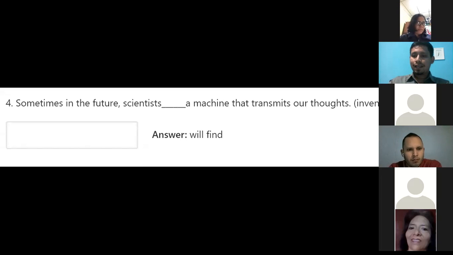Okay, in this case, we have the sentence that says invent. If you notice, this one hasn't been corrected. So if you go through exercise number four of section 5.8, you will answer using will find. In that way, you are going to have it correct, okay? That's just exercise number four.